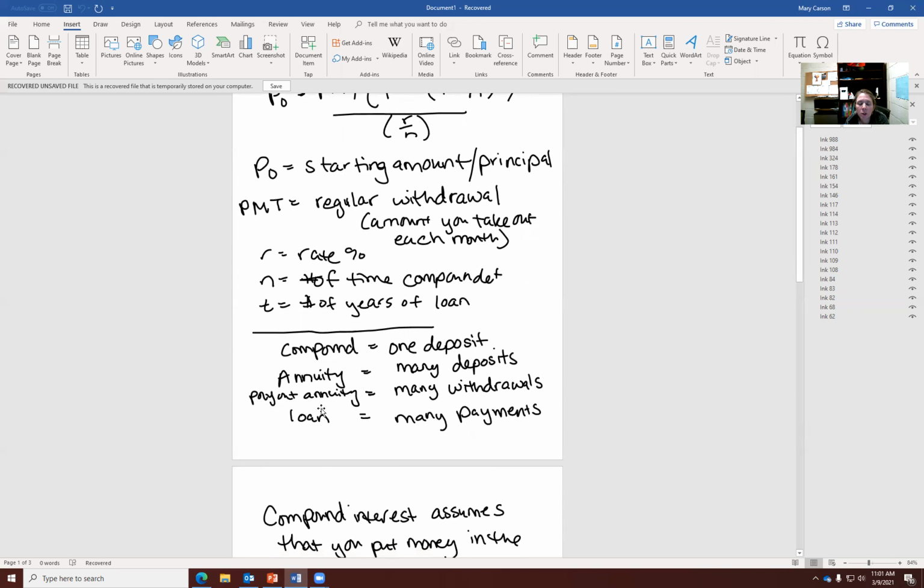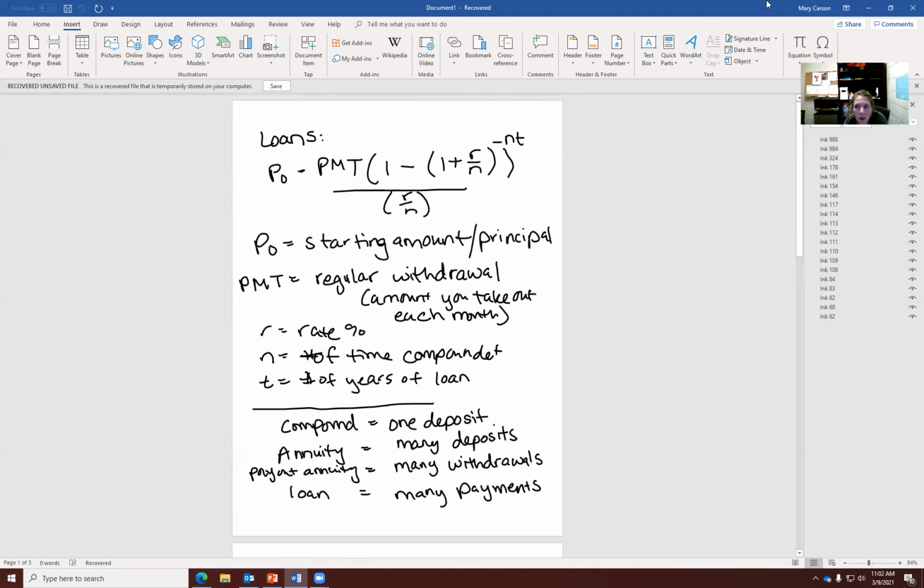So just a quick recap. Your compound is always going to be one deposit. Your annuity is always going to be many deposits. Again, deposits are what's going in. Your payout annuity, you're going to have many withdrawals, so you're taking out many things. And then with a loan, you're making many payments. Payments is going in, withdrawals is going out. So a quick little recap for you guys.